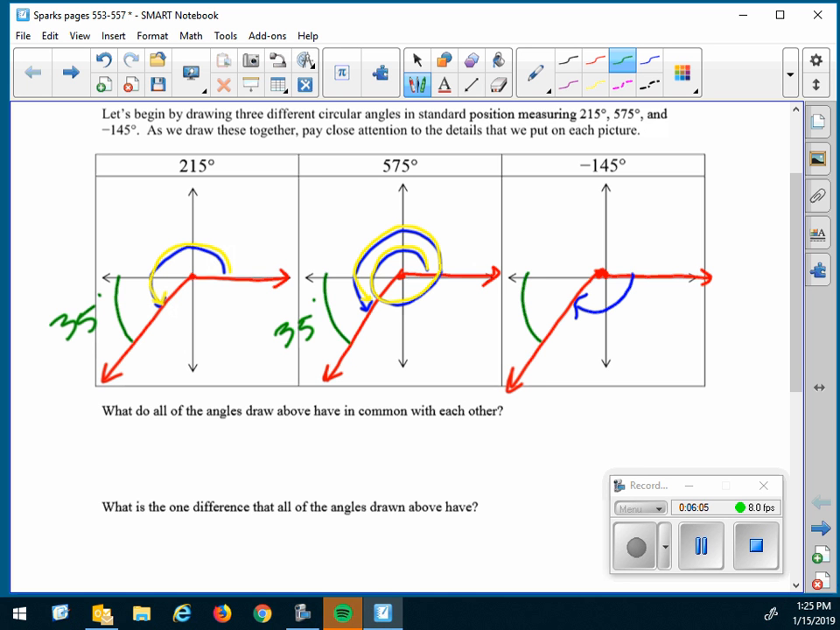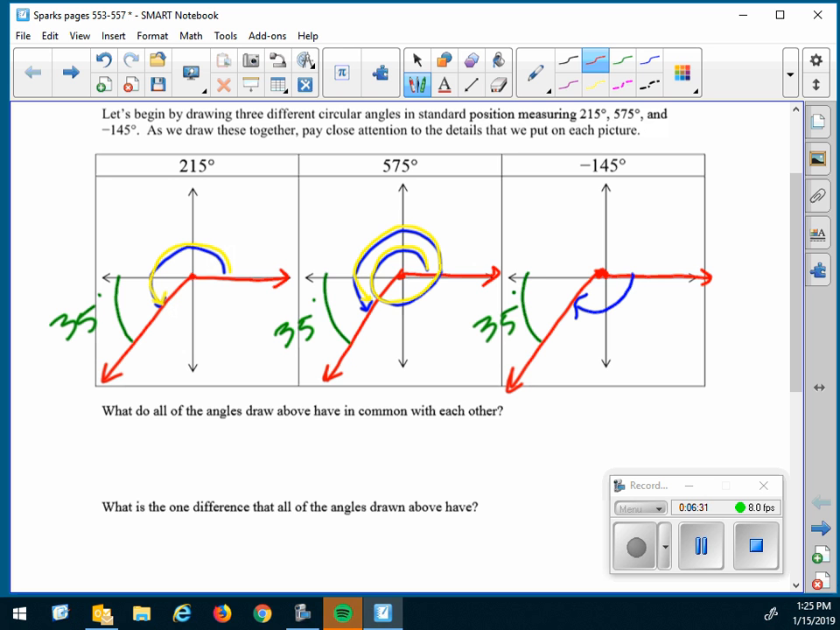What is the measure of the green angle? If you're guessing 35, don't guess. 180 minus 145 is 35 degrees. Okay. Now let's start naming stuff.